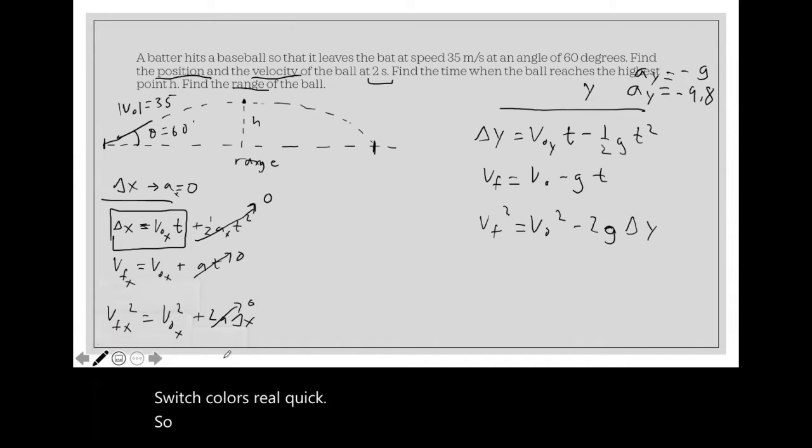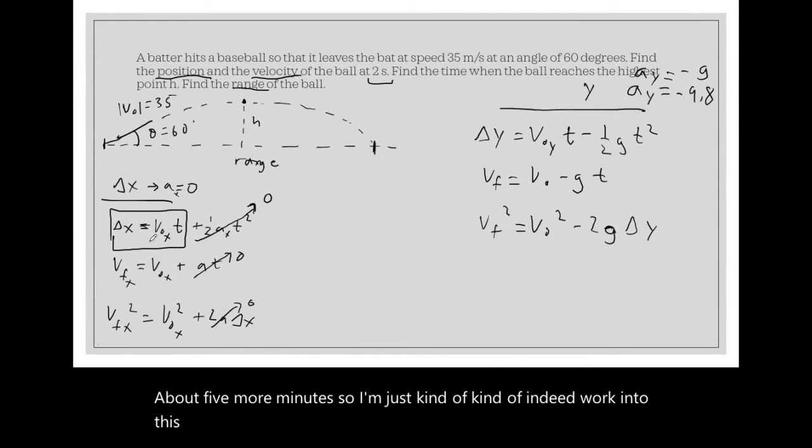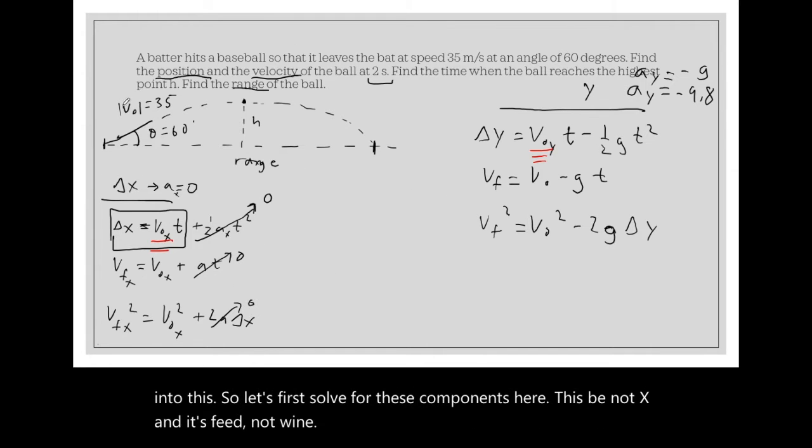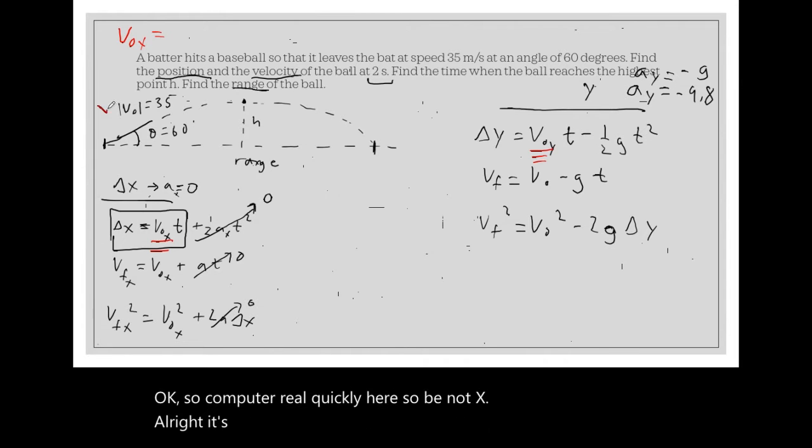So we got about 5 more minutes. So I'm just gonna kind of end it working through this. So let's first solve for these components here, this v naught x and this v naught y. Okay, so we can do that real quickly here. So v naught x is the x component of this velocity.